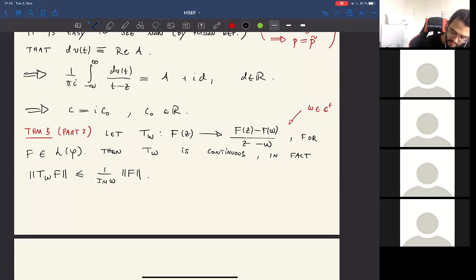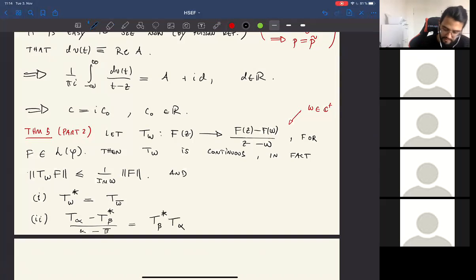And we have some identities. Let's say identity I, we have that the adjoint of TW is just T W bar. And we have some identity involving alpha and beta: if you take T beta star T alpha minus T beta star, and you divide this by alpha minus beta bar, then that is just T beta star T alpha. Okay, that's the other identity.